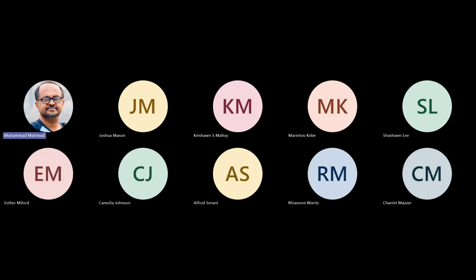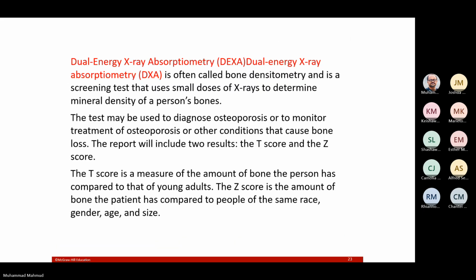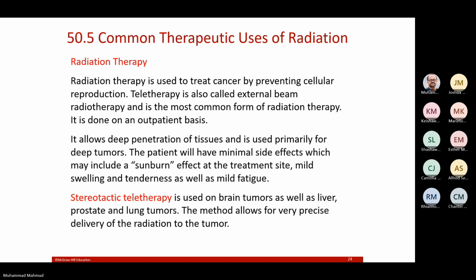So that was a DEXA scan to find density. After completing this diagnostic part, the next part is the treatment. Radiation therapy is used to treat cancer by preventing cellular reproduction.